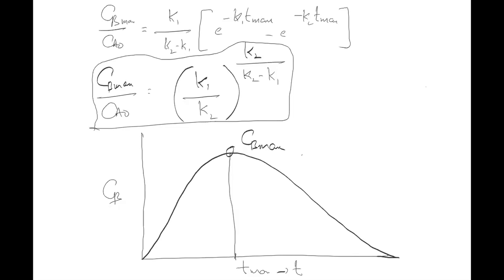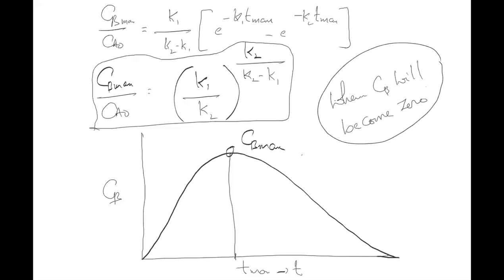No need to remember this derivation, remember the procedure. So can you answer this question? When will CB become 0?